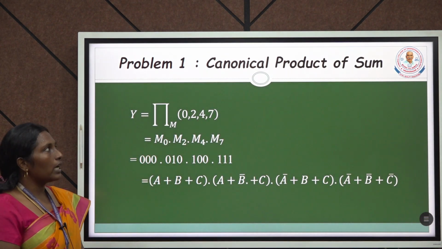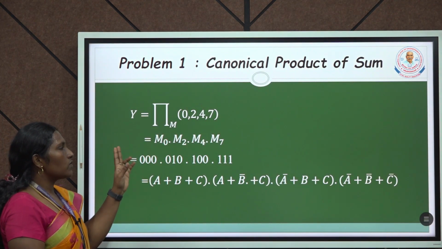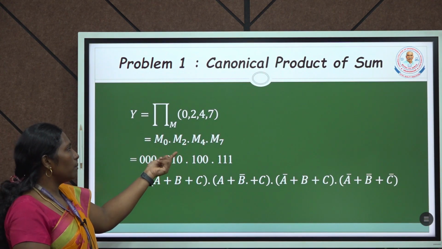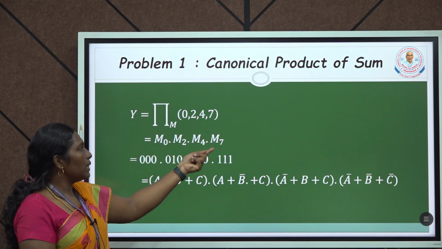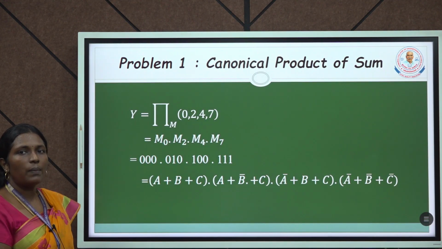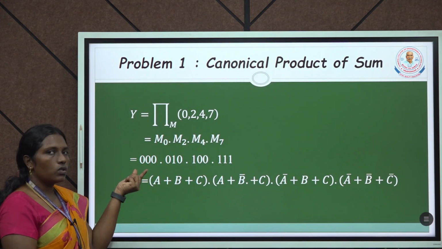So, the first problem is for canonical product of sum. As I already mentioned, the canonical product of sums is denoted by capital M: capital M0, capital M2, capital M4, capital M7. For this, we have to write it in binary form. The binary form of the decimal number 0 is 0, 0, 0.